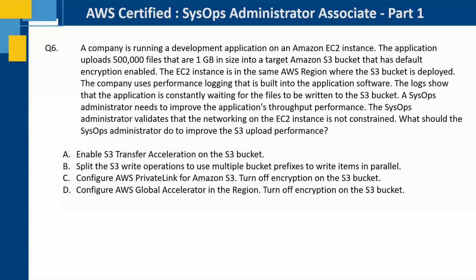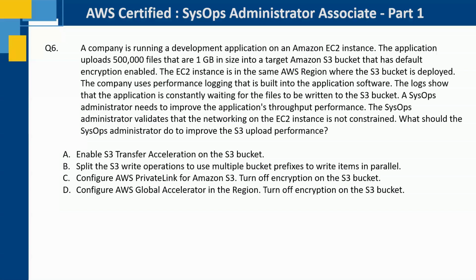Your options are: enable S3 Transfer Acceleration on the S3 bucket; split the S3 write operations to use multiple bucket prefixes to write items in parallel; configure AWS PrivateLink for Amazon S3; turn off encryption on the S3 bucket; configure AWS Global Accelerator in the region; turn off encryption on the S3 bucket.